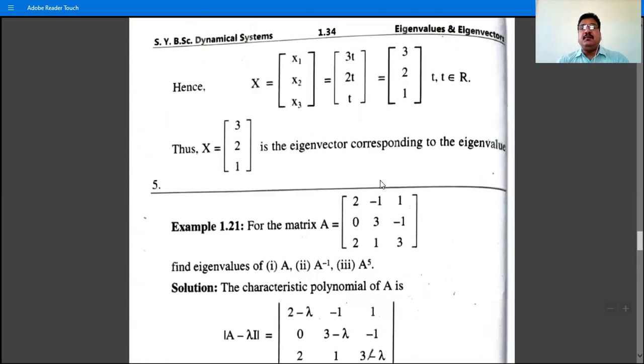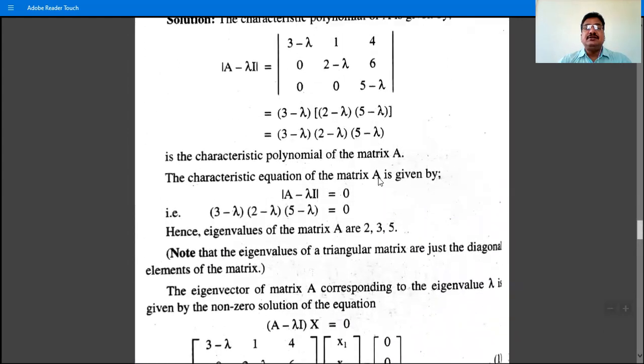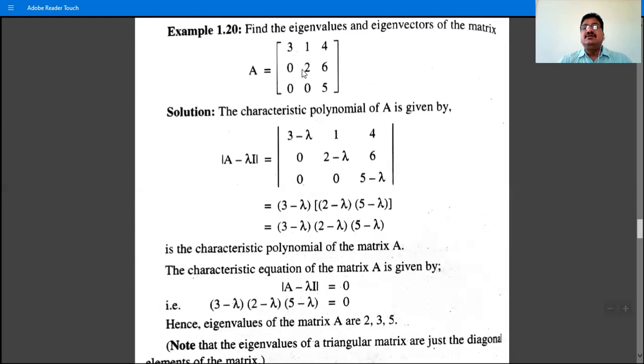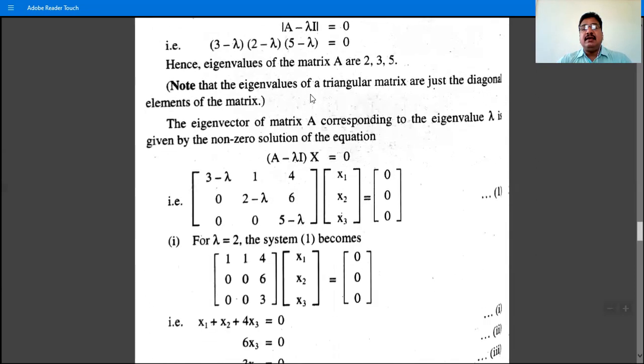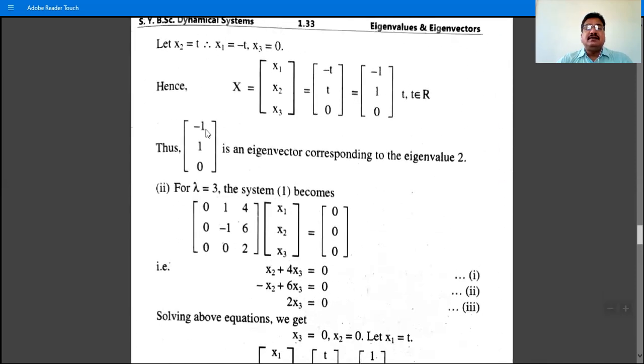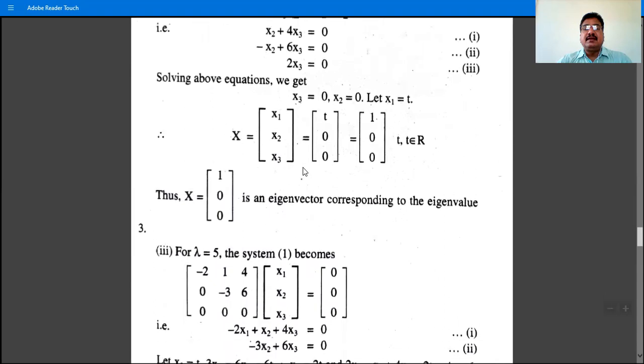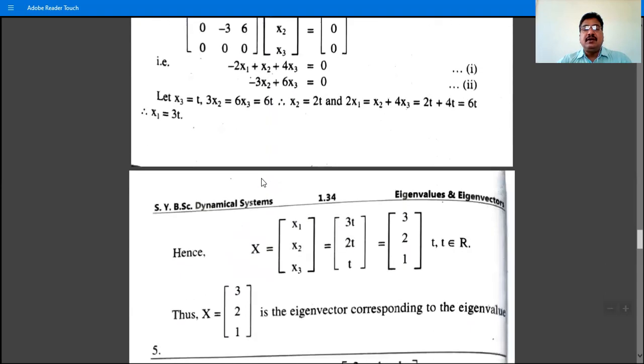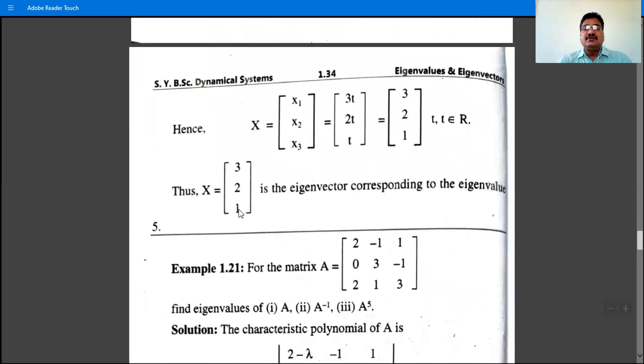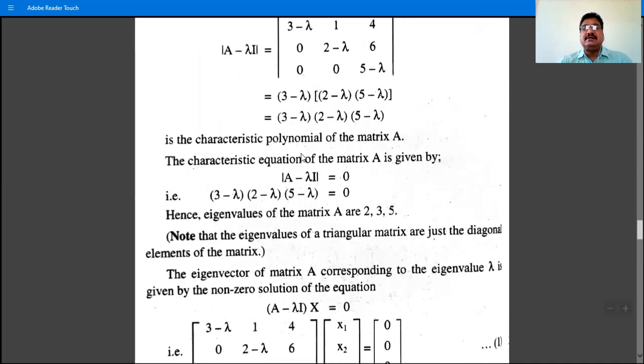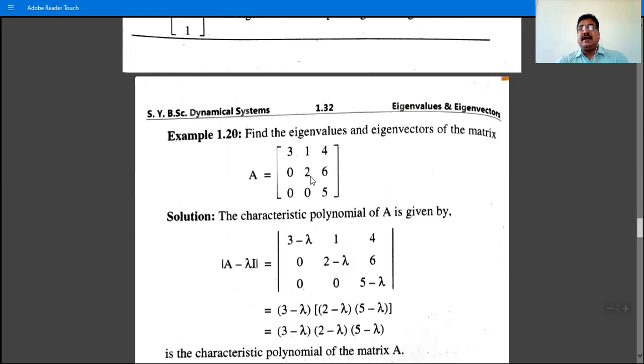So for example, consider this matrix, this is the example. So A is the matrix. Is this matrix diagonalizable? Yes, because this matrix has 3 linearly independent eigenvectors. What are they? The first is minus 1, 1, 0. The second one is 1, 0, 0. And the third one is what? 3, 2, 1. So the order of this matrix A is 3, and this matrix has three linearly independent eigenvectors, and so this matrix is diagonalizable.